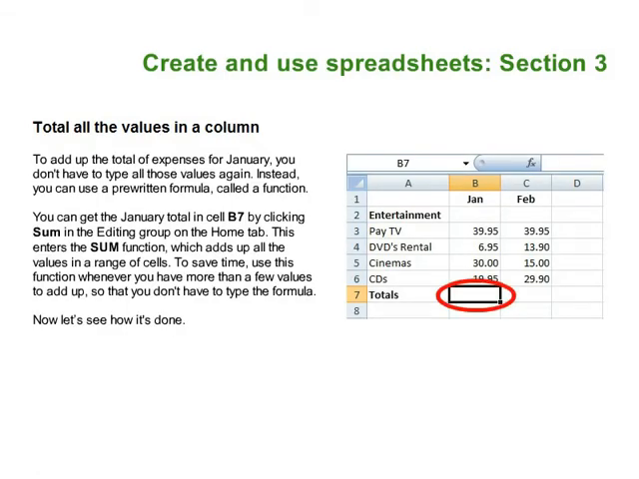To add up the total of expenses for January, you don't have to type all those values again. Instead, you can use a pre-written formula, called a function. You can get the January total in cell B7 by clicking Sum in the editing group on the Home tab. This enters the SUM function, which adds up all the values in a range of cells. To save time, use this function whenever you have more than a few values to add up, so that you don't have to type the formula. Now let us see how it's done.